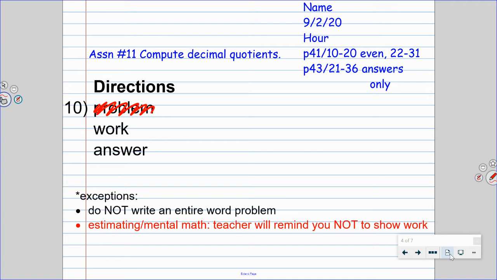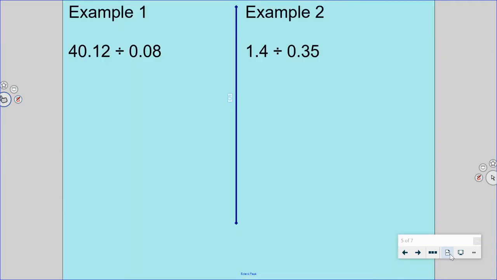More pressing for today, problems 21 through 36 on page 43. That's asking you to use mental math, so I will expect you to write the directions, the problem, and your answer, and not write the work. All right, pause. When you're ready to come back, come back. And here we go.